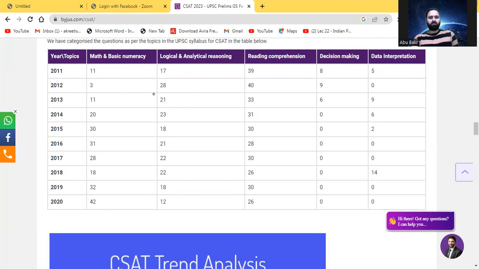Similarly, you can pause the video and take a screenshot. You can also look at the trend for the successive years. The trend keeps on changing, but you can see clearly that the math portion is dominant most of the times. So you must be good at mathematics, you must be good at quantitative aptitude.